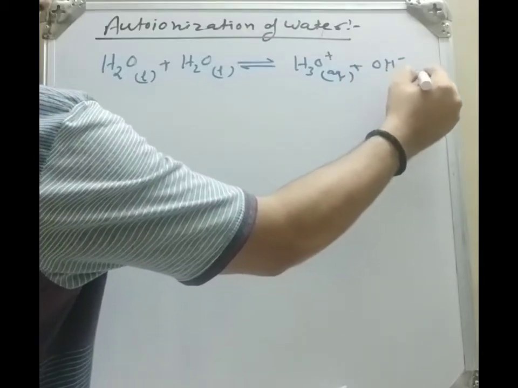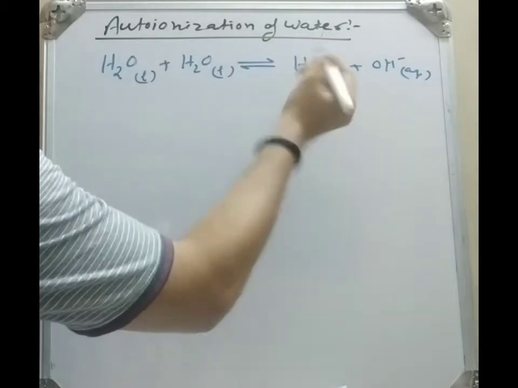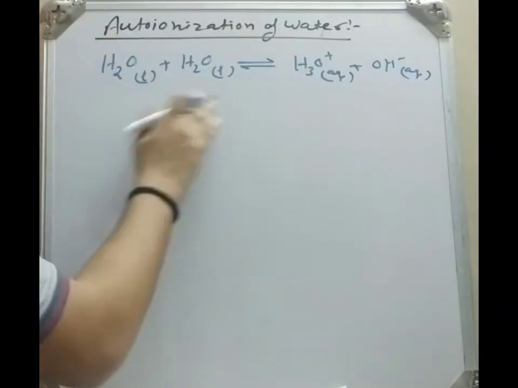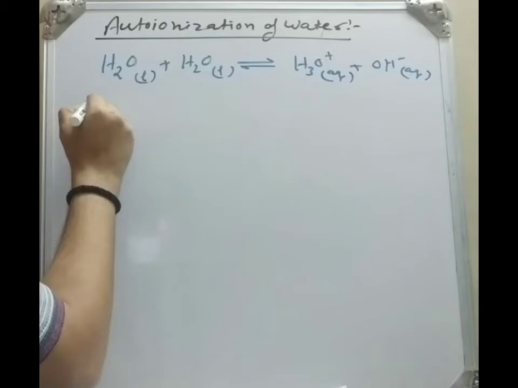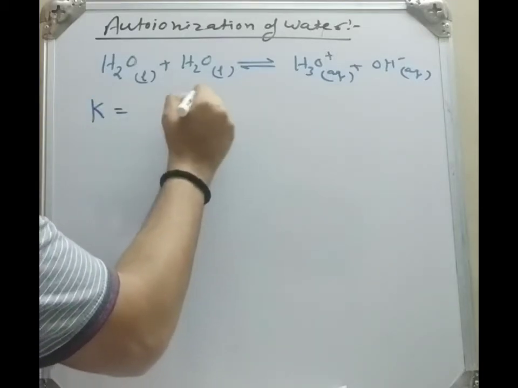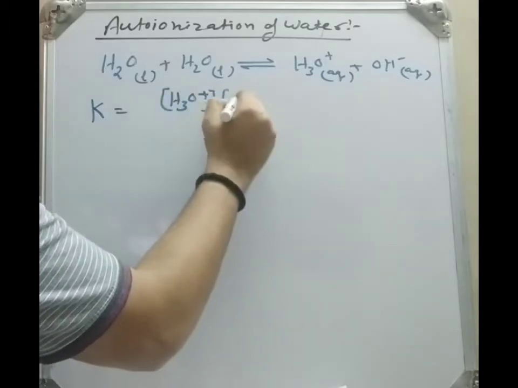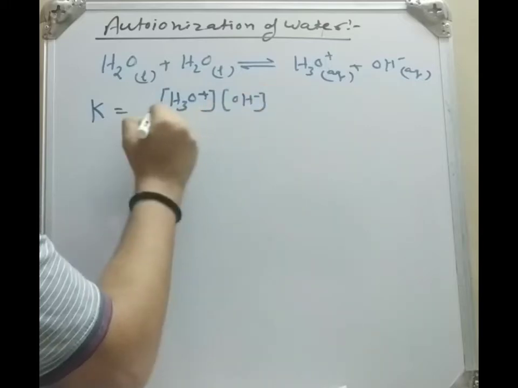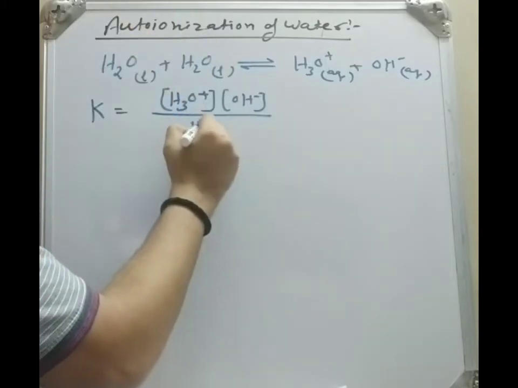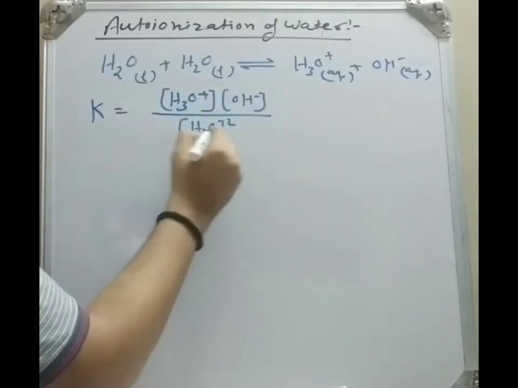Here I am taking 2 moles of water. Now we apply the law of mass action. K is equal to H3O plus concentration into OH minus concentration upon H2O concentration squared, because 2 moles of water are here.